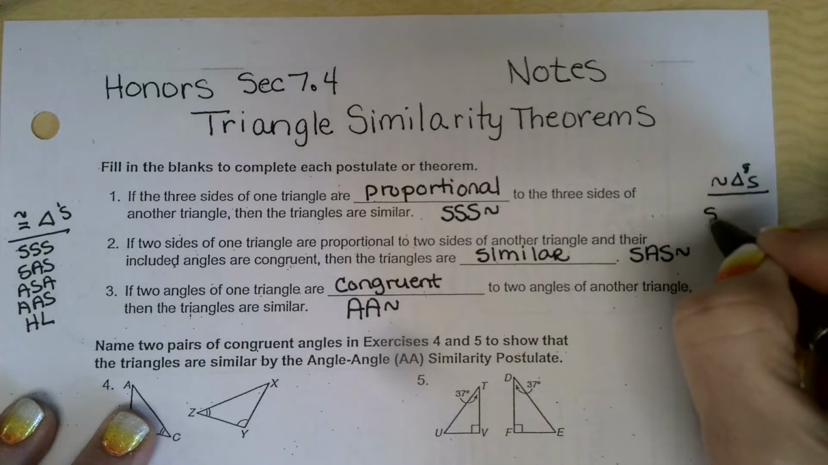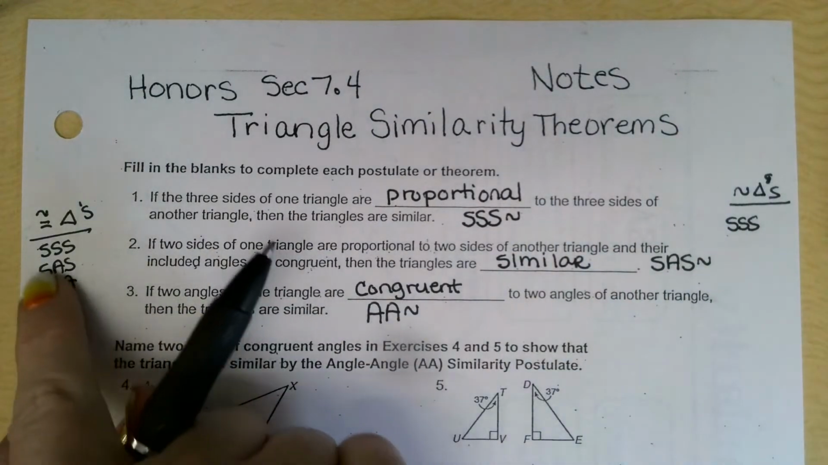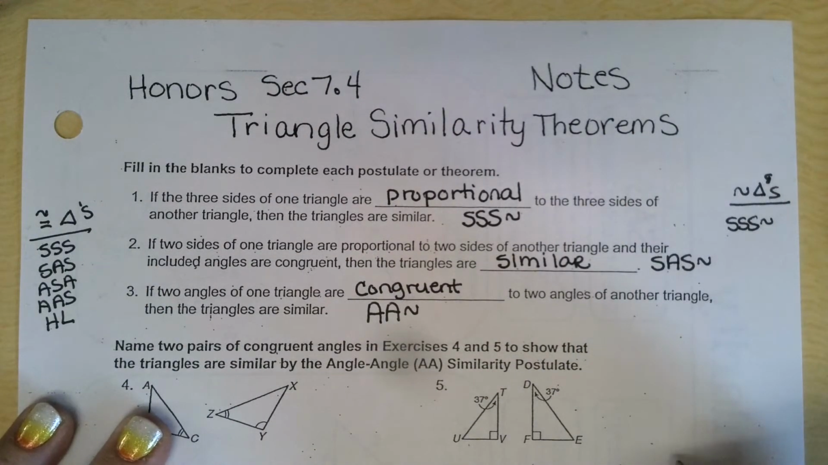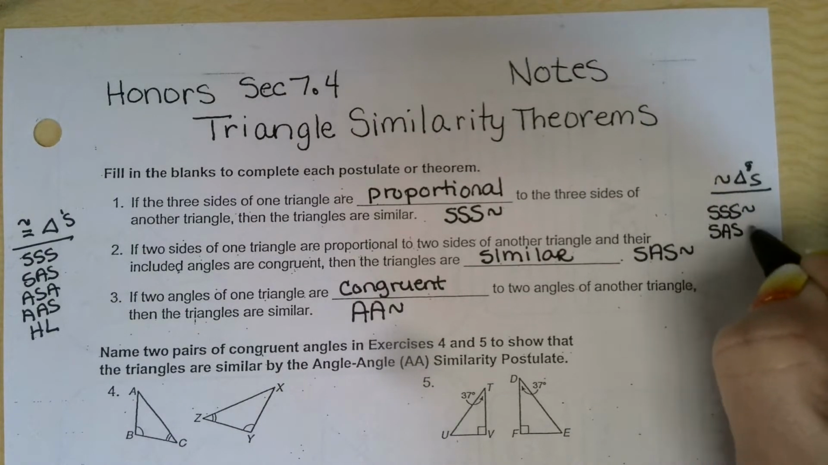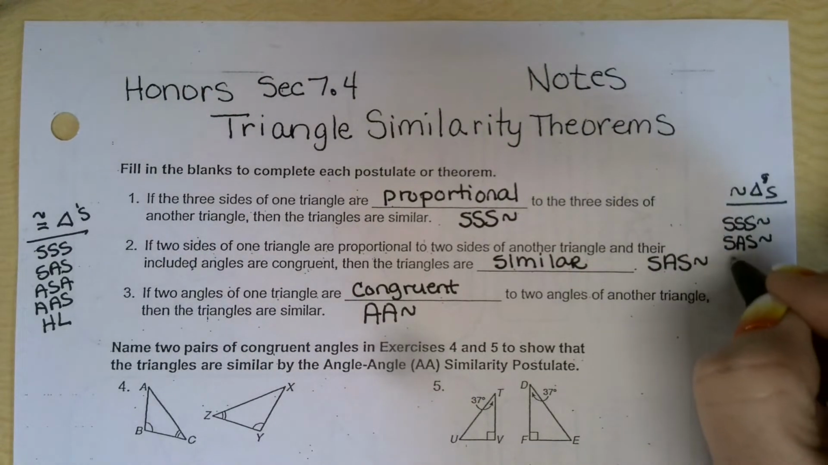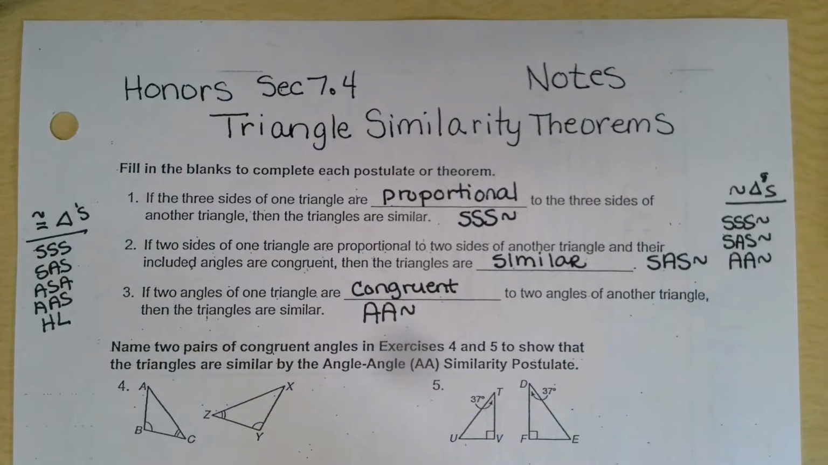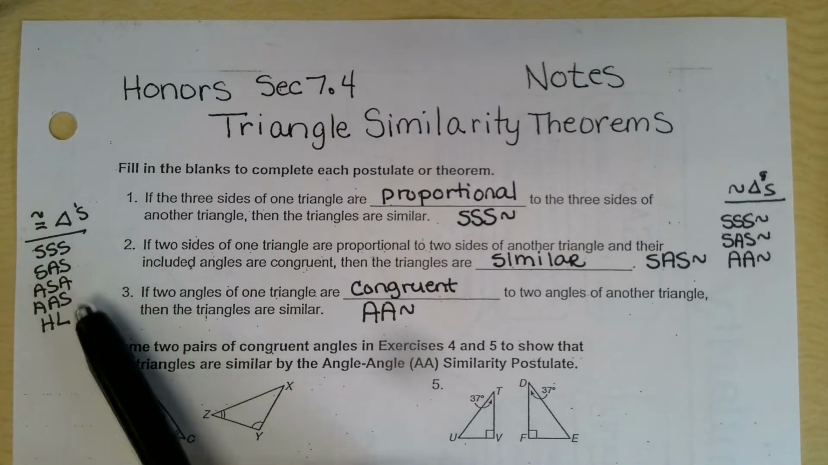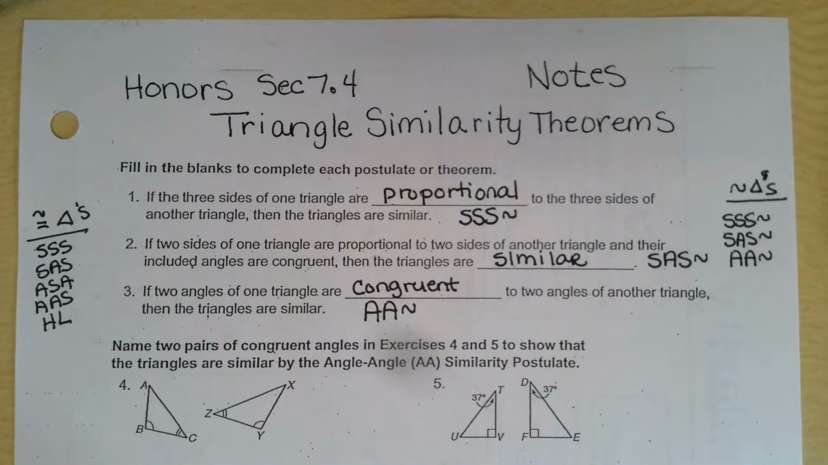They are side, side, side. Now, how do I know the difference between this one and the congruence one? I have to put the little similarity symbol after it. Then we have side, angle, side, and I have to put the similarity symbol after it. And now we are going to actually have angle, angle similarity. Before, angle, angle was not a way to show that two triangles are congruent, but it is a way to show that two triangles are similar.